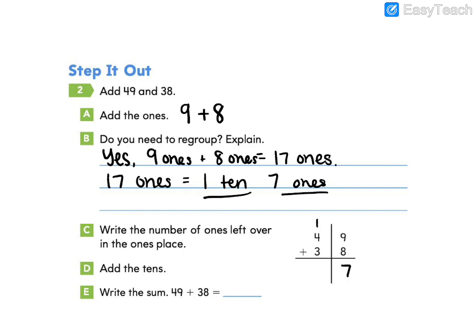Right, we've added our ones, so now we just need to add our tens. 1 plus 4 plus 3. I see I can make a doubles fact if I add 1 plus 3 is 4 and 4 plus 4 is 8. So my sum is 87.